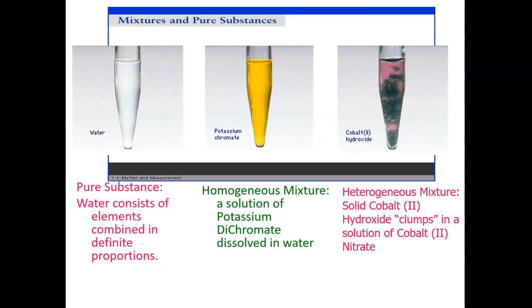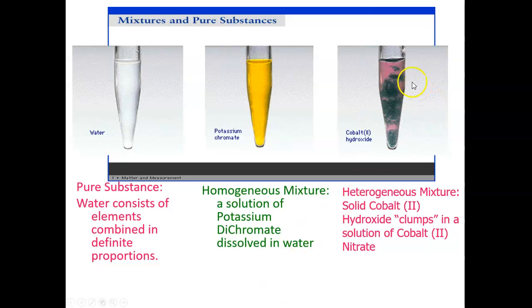And so here we see a difference of the 3 kinds of matter that we have talked about today. So we have one example of a pure substance of water, right? Elements combined in definite proportions, H2O written as a formula. In the middle, you have potassium chromate here, and this potassium chromate is a homogeneous mixture of potassium dichromate dissolved in water. So you can see that it's the same throughout, right? It looks the same throughout, no chunks, no nothing like that.